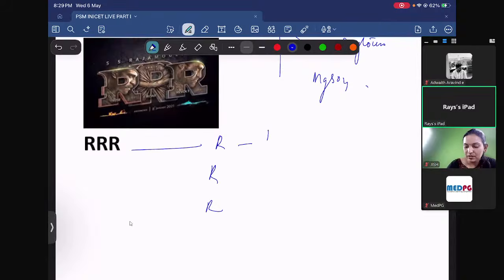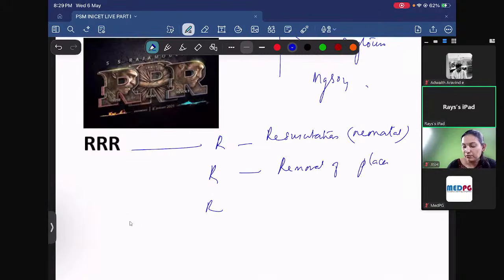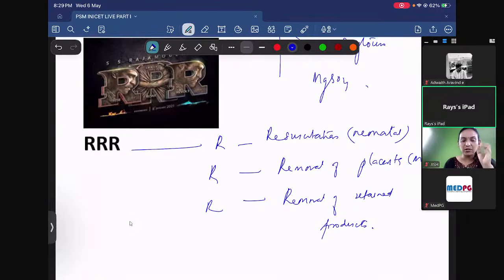RRR. First R is for resuscitation of the baby or the neonate. So neonatal resuscitation facility should be there. Next R is removal of placenta, manual removal of placenta should be available. That facility should be there. Next one is removal of retained products. In case there are some retained products of placenta, the lady is going to bleed like anything and she'll end up in postpartum hemorrhage. You have to remove those retained products. So that provision should be there.